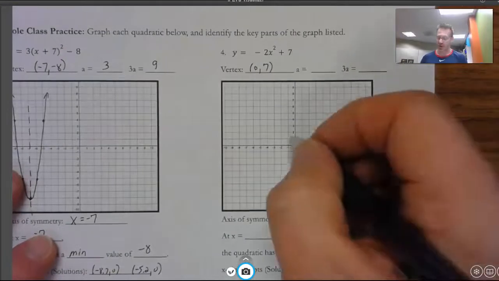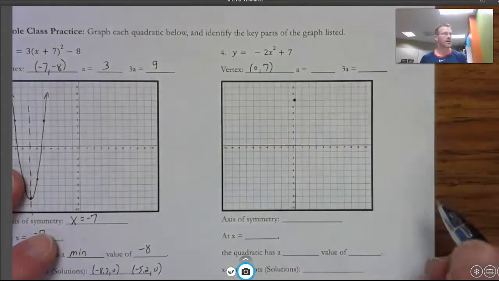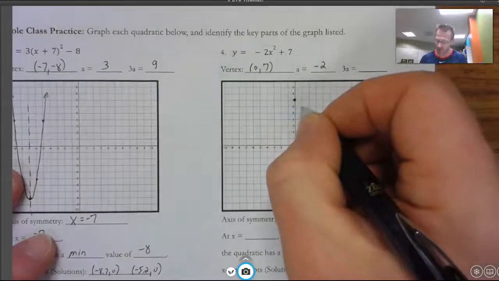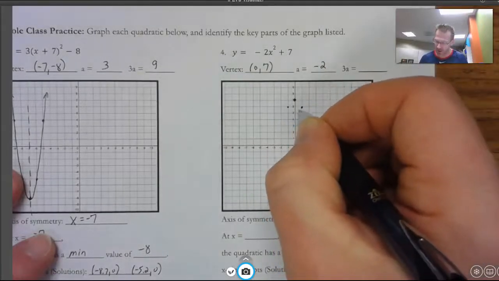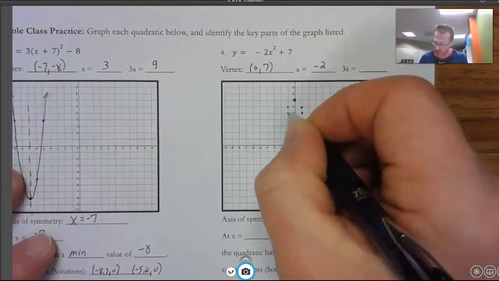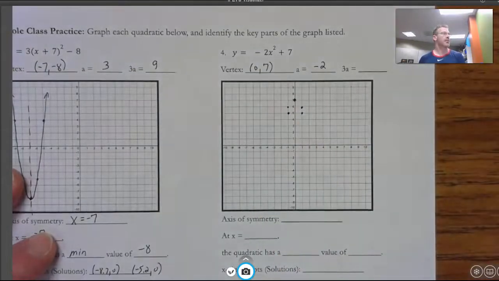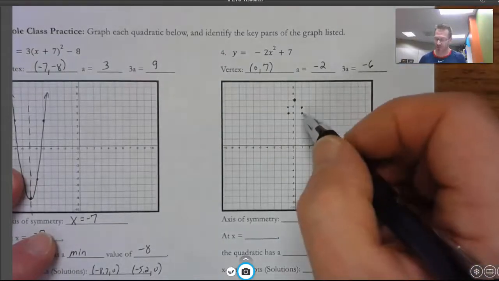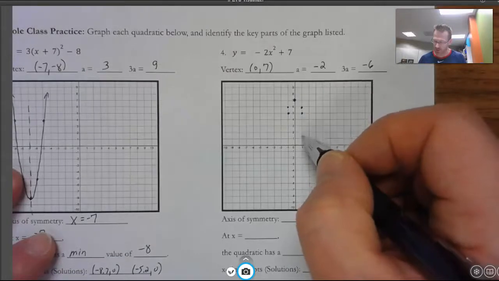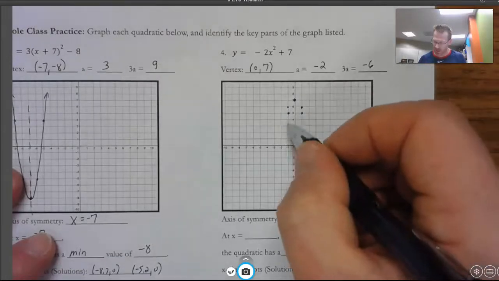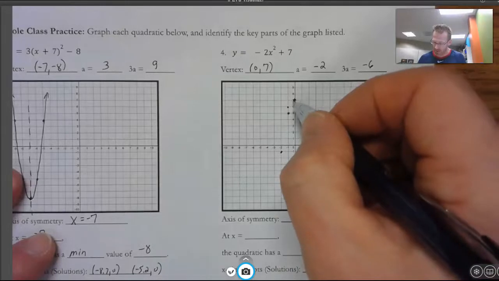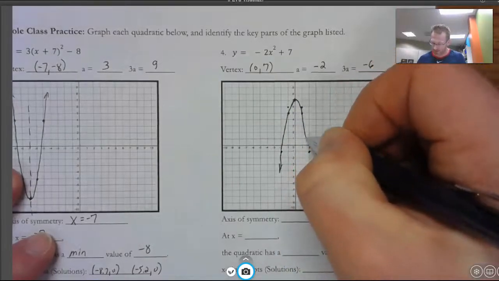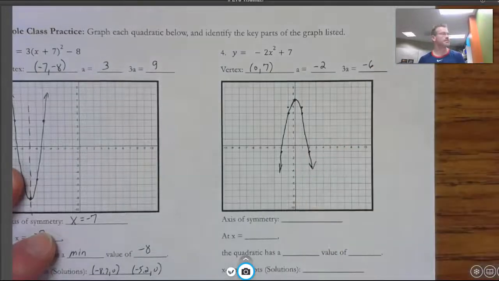So I'm going to be on the y-axis here. 0, 7 would be here. My a value is negative 2. From that, I'm going to go down 2 to the right one, down 2 to the left one. And then 3a would be down 6, negative 6. So from here, down 1, 2, 3, 4, 5, 6 to the right one, and then I can mirror that. I'm going to skip those points there, you can ignore those. And then there you go.